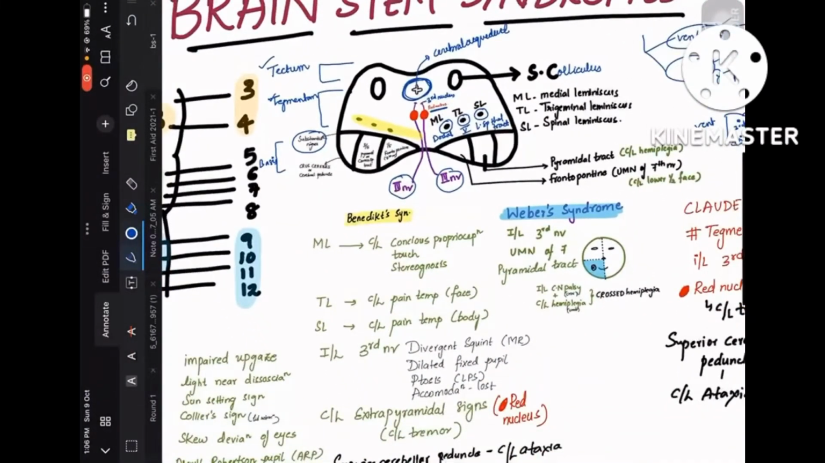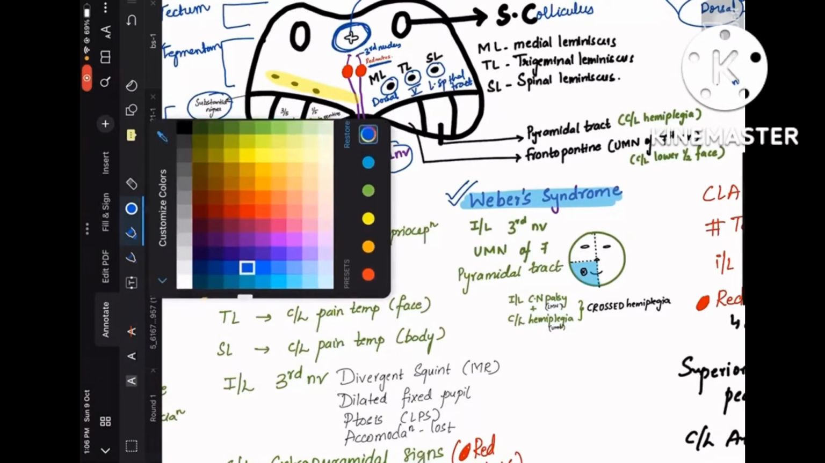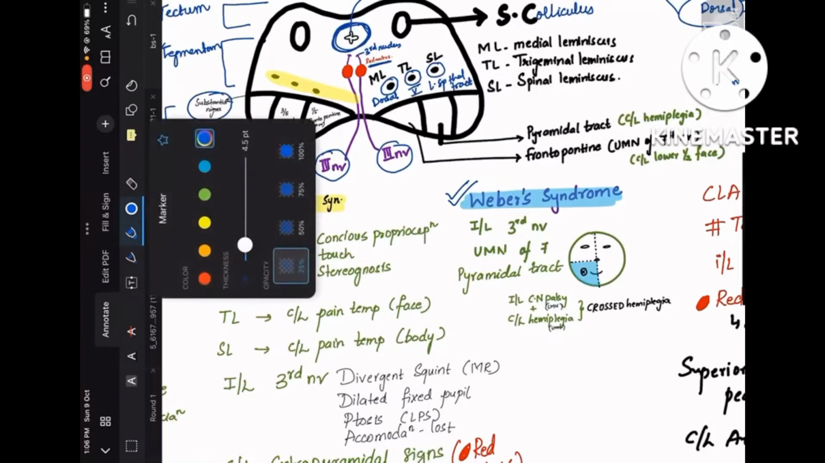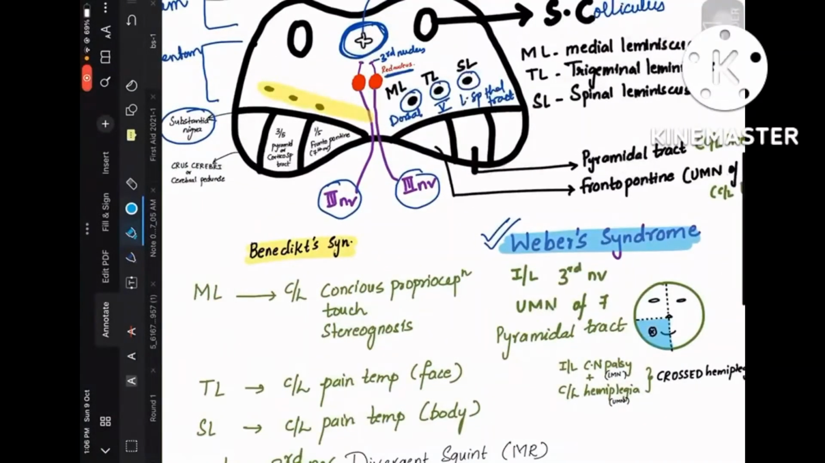Firstly, here comes Weber's syndrome for you. So Weber's syndrome is this one, guys. Let me label Weber's syndrome in blue for you. See, Weber's syndrome involves these fibers and the third nerve and the pyramidal tract. So this is Weber's syndrome for you.